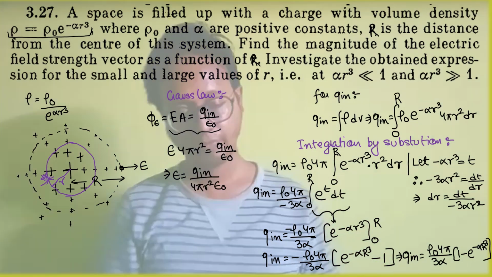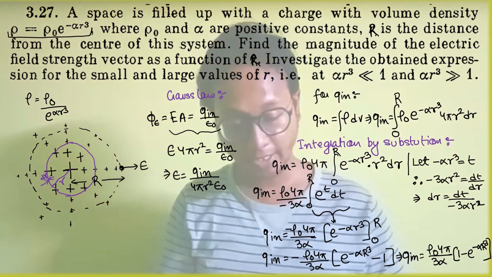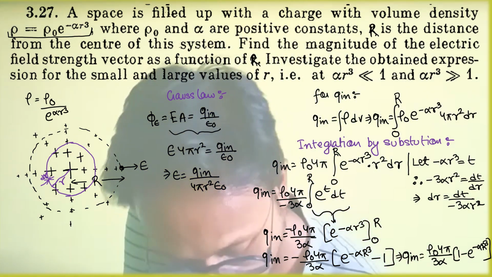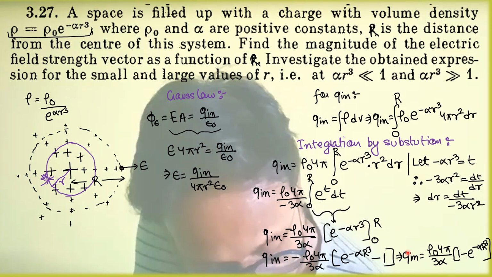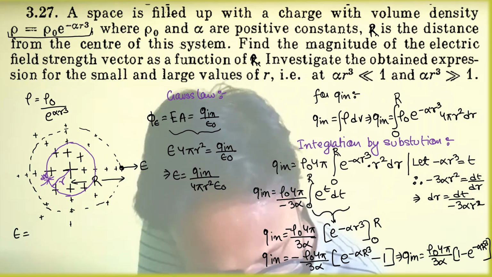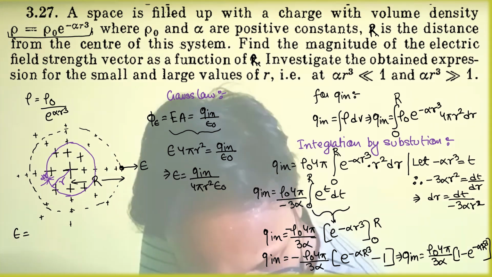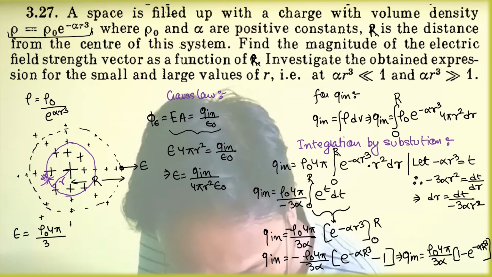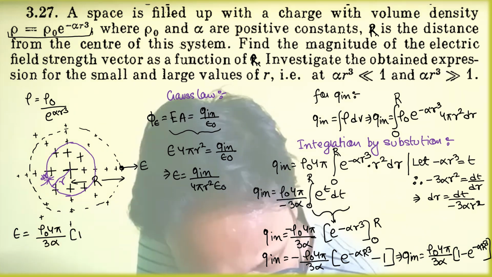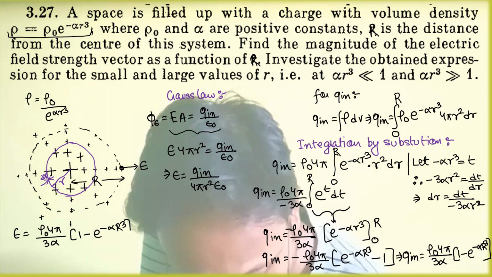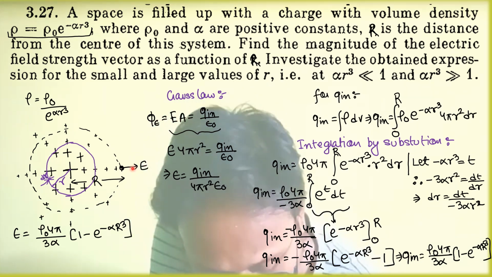Fair and fine. Now the remaining part of the question: this is the charge inside. If I substitute this charge inside out here, what do I get? Electric field is equal to charge inside, which is nothing but this value, rho naught 4 pi by 3 alpha into 1 minus e to the power minus alpha r cube, where capital R is the distance from the origin.